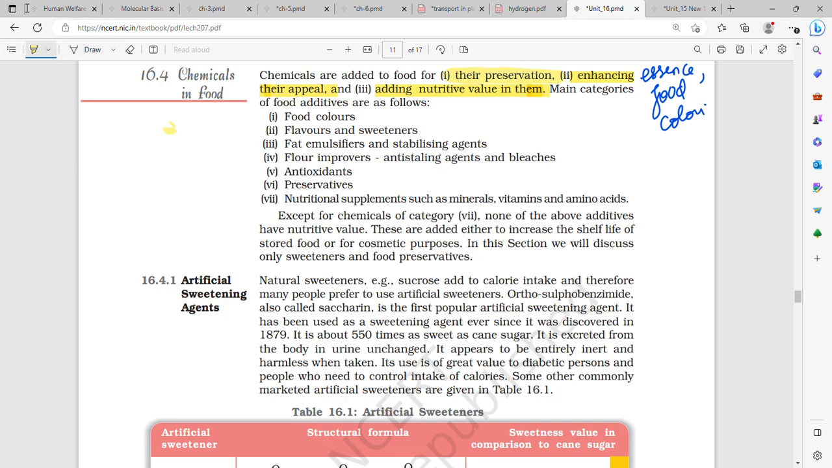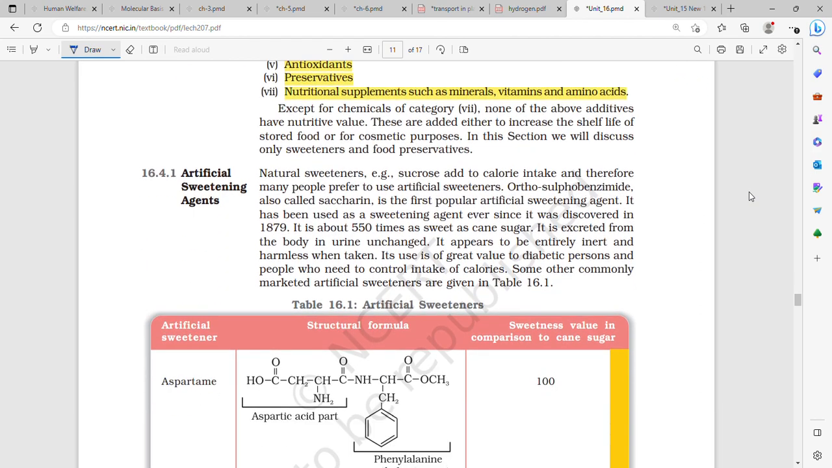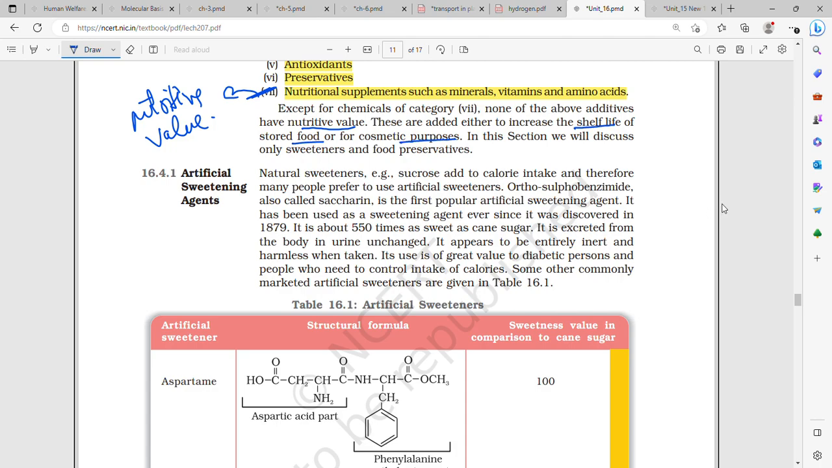Main categories of food additives are as follows. Firstly, food colors, then flavors and sweeteners, then fat emulsifiers and stabilizing agents, then flour improvers, anti-staling agents and bleaches, antioxidants, preservatives, and nutritional supplements such as minerals, vitamins, and amino acids. Except for category 7, that is minerals, vitamins, and amino acids, none of the above additives have nutritive value. These are added either to increase the shelf life of the stored food or for some cosmetic purposes. In this section, we will discuss only sweeteners and food preservatives.